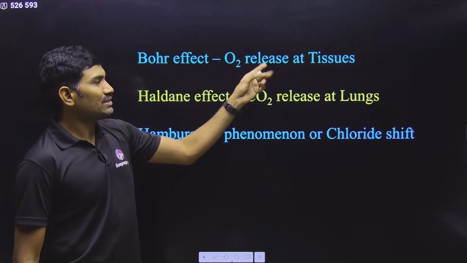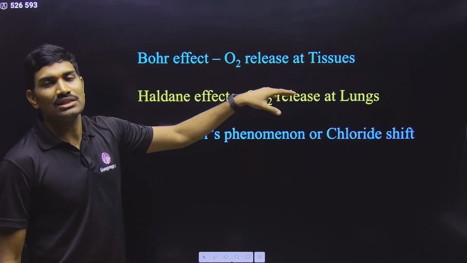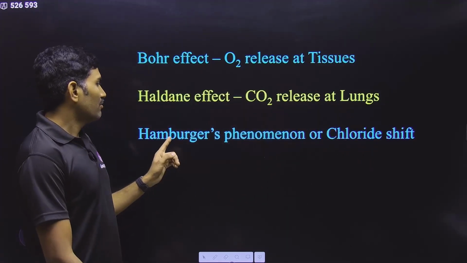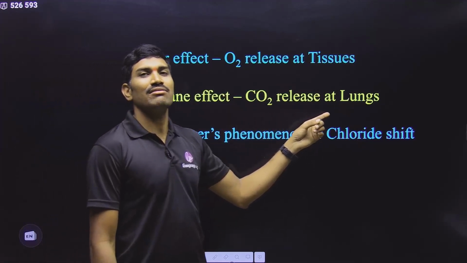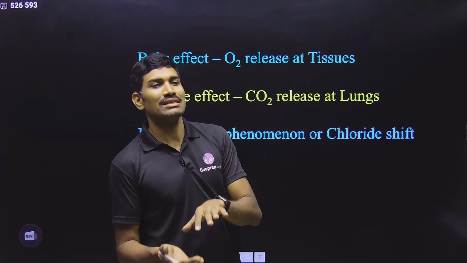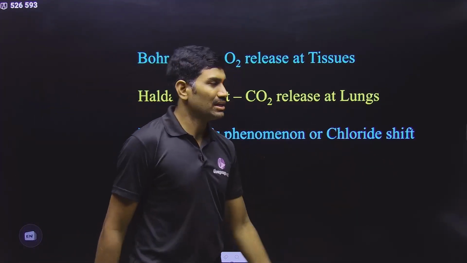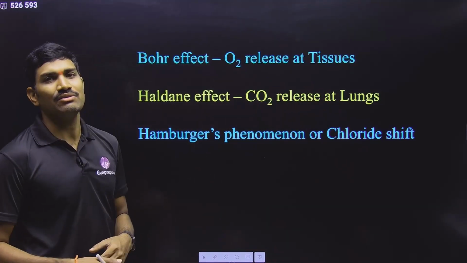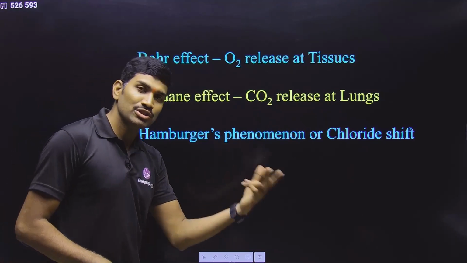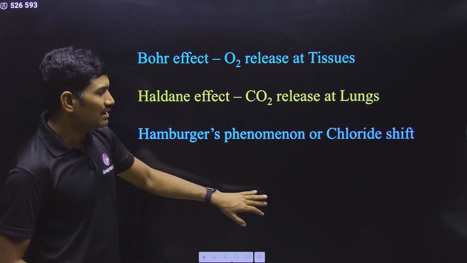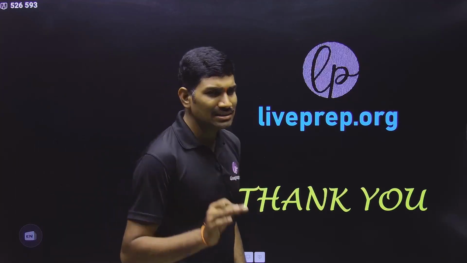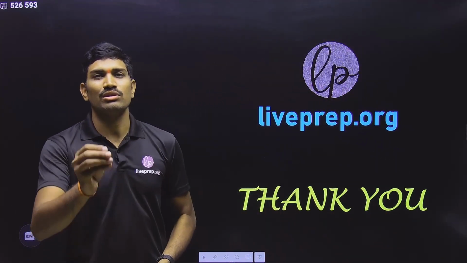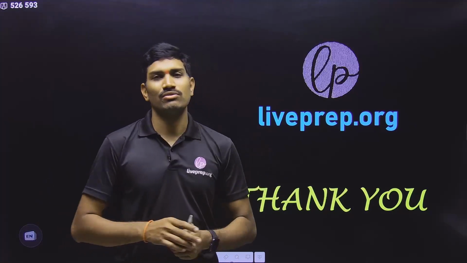Clear? Now Bohr's effect we are generally talking about at the level of tissues, with respect to oxygen release into the tissues. Whereas the Haldane effect we are talking about at the level of the lungs or alveoli, where how easily CO2 is going into the lungs. And the Hamburger's phenomenon, also called chloride shift, we are observing at the level of tissues. Opposite to this, we are observing at the level of alveoli or the lungs. This is what the information is. This concept is very simple. Don't try to memorize this by heart. Try to understand the mechanism so you can easily understand this particular transport of carbon dioxide.